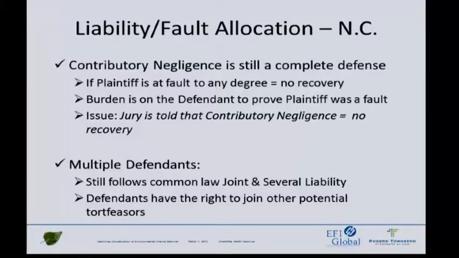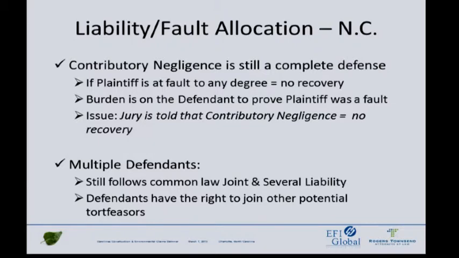All right, North Carolina on the issues. Contributory negligence is still the law in North Carolina. Plaintiff at fault to any degree is no recovery. Now the burden is on the defendant to prove that the plaintiff is at fault. Okay, so the burden shifted on that issue.